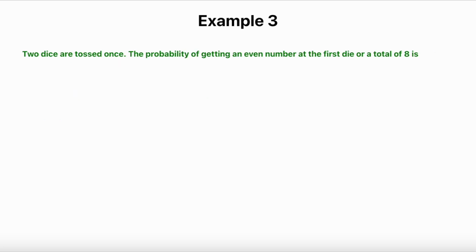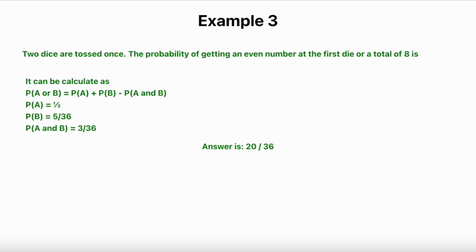Third example, 2 dice are rolled once. The probability of getting an even number on the first die or a total of 8 can be calculated as P of A union B is equal to P of A plus P of B minus P of A intersection B. Here, P of A is equal to 1 by 2, P of B is equal to 5 by 36, and P of A intersection B is 3 by 36. So the answer is 20 by 36.